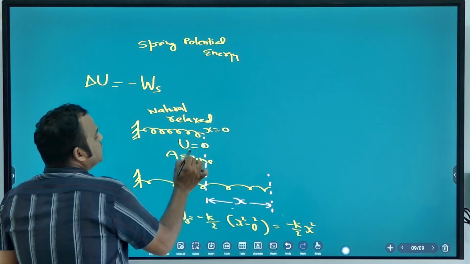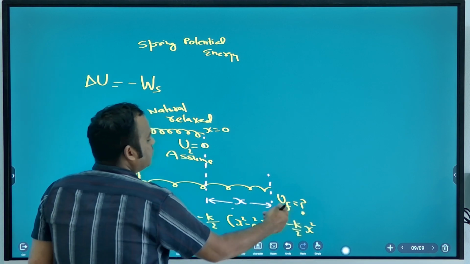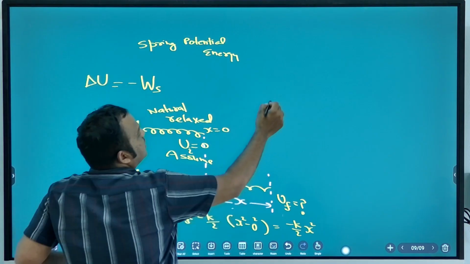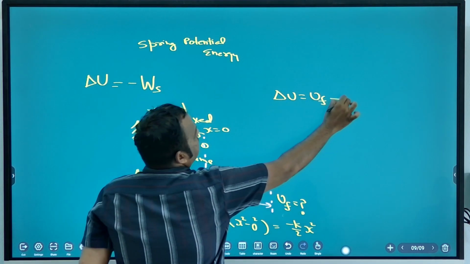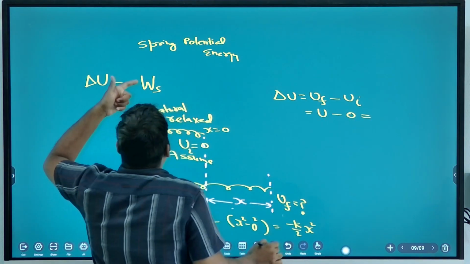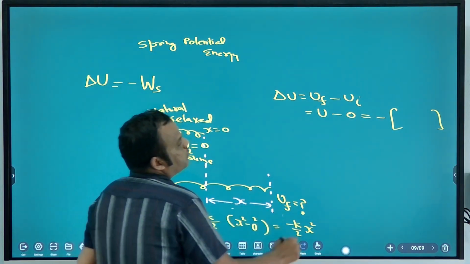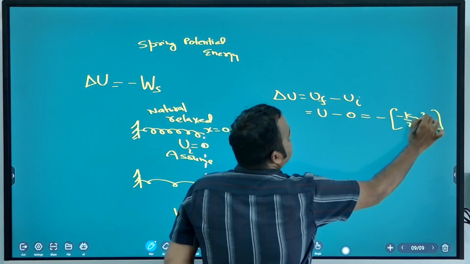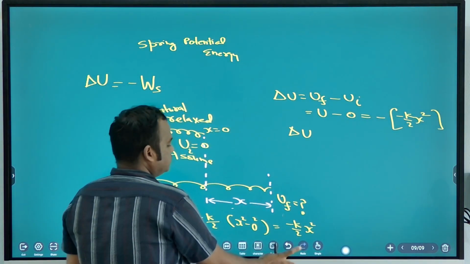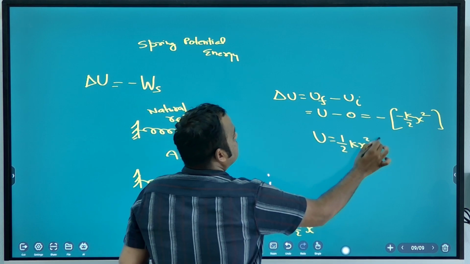Now what is u initial? 0. Now I want to calculate u final. Use this formula: delta u is minus Ws. So what is delta u? U final minus u initial. So u minus 0 is equal to minus Ws. And what is Ws? Minus k by 2 x square. What is u minus 0? It means u. So how much is u? Correct, half k x square. So u is equal to half k x square.